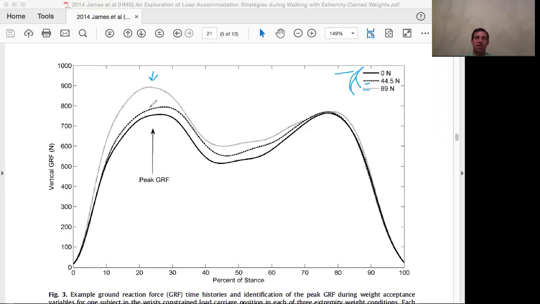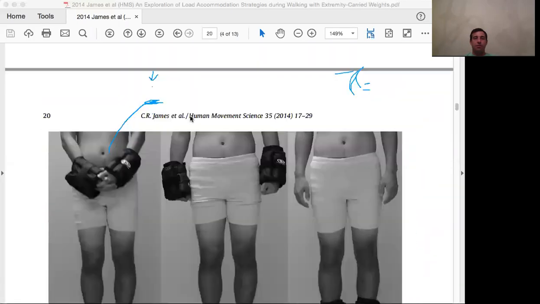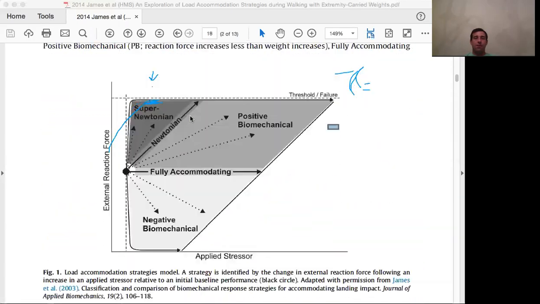And what you can see is if this is a Newtonian model, then this middle one should be halfway between the 0 Newton and the greatest, which is the 89 Newton, right? So it should be there if that was a purely Newtonian model. And so we can see that's not. And that's the importance there going forward with that, okay? So let's go back up to our model.